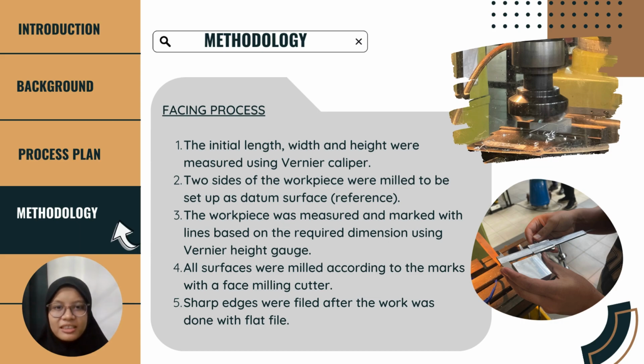In the facing process, the initial length, width, and height were measured using a vernier caliper. Then, two sides of the workpiece were milled to be set up as a datum surface which acts as a reference. The workpiece was measured and marked with lines based on the required dimensions according to the work drawing plan using a vernier height gauge. All of the surfaces were milled according to the marks with a face milling cutter.